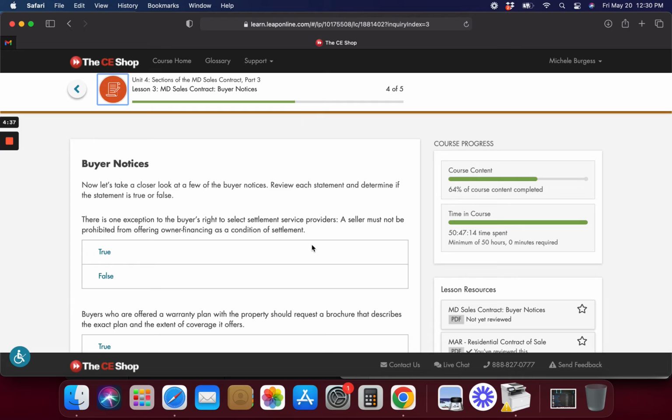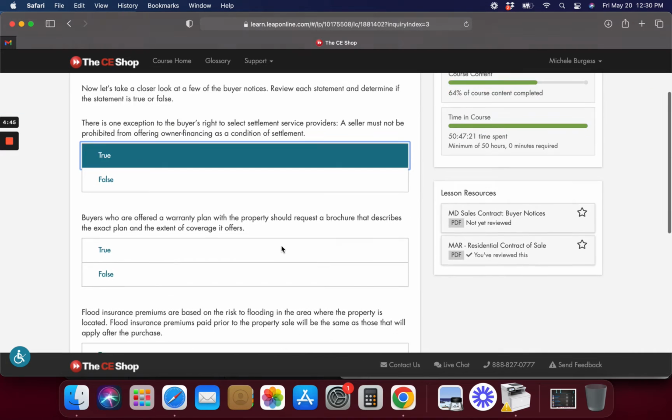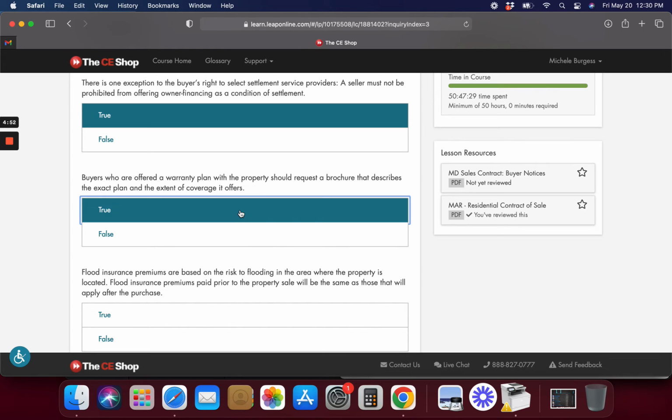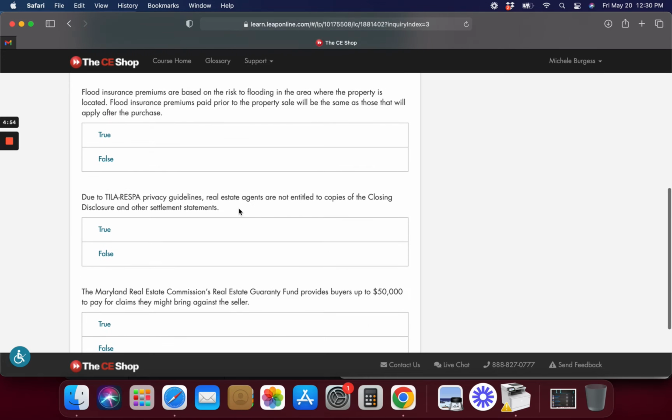There is one exception to the buyer's right for settlement services, provided a seller must not be prohibited from offering owner financing. Buyers who are offered a warranty plan with a property should request a brochure that describes the exact plan and extent of coverage. Flood insurance premiums. Flood insurance premiums are based on the risk of flooding in the area where the property is located. Flood insurance premiums paid prior to the property sale will be the same as those that apply after the purchase.